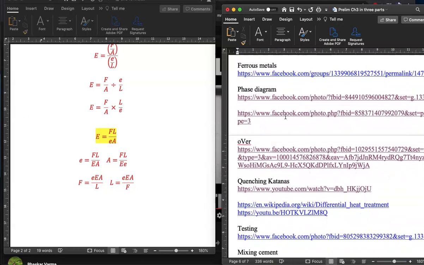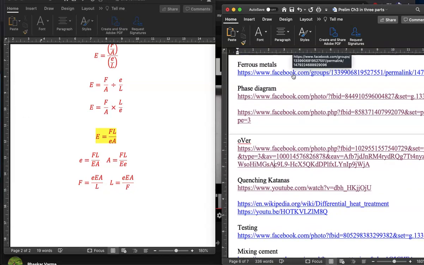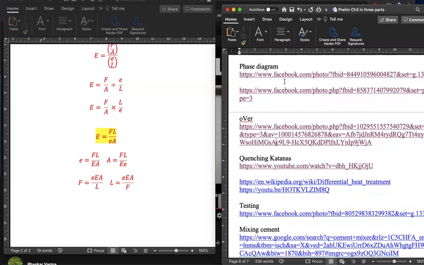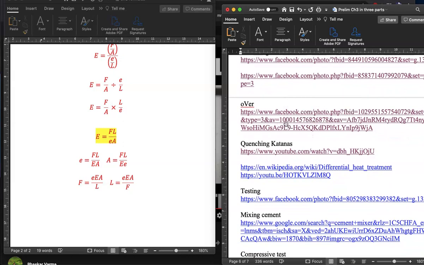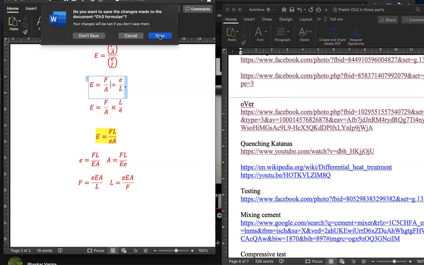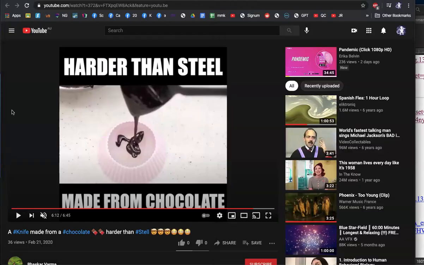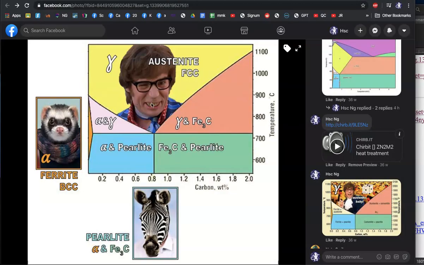So we talked about the phase diagram. I have a worksheet and two videos talking about the content on ferrous metals. We've talked about the phase diagram, and we've talked about hyper and hypoeutectoid. It's worth also talking about quenching katanas. I don't need this diagram anymore. That was from the previous video. I can save that. Okay, so we're done with this one.